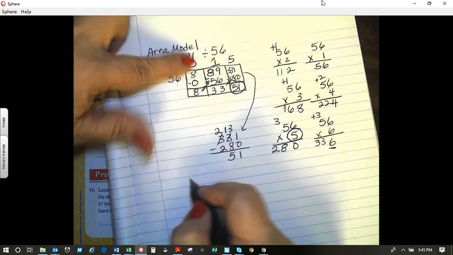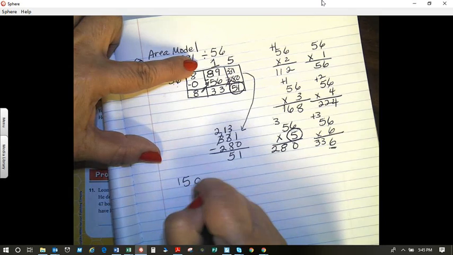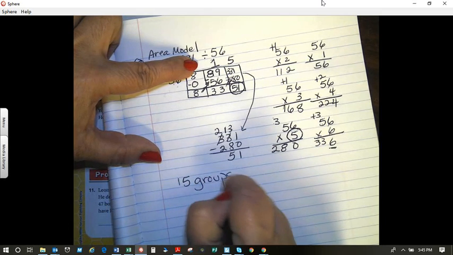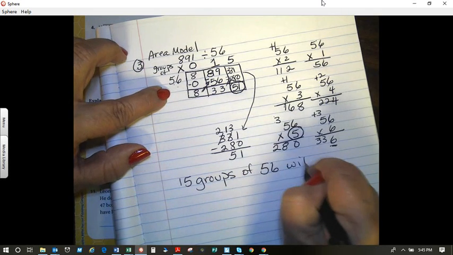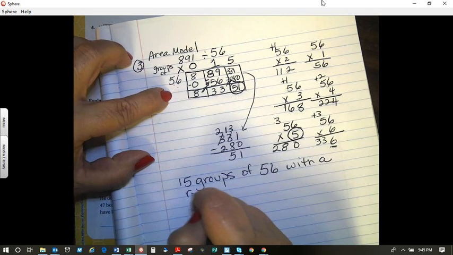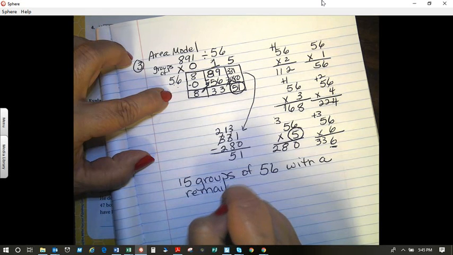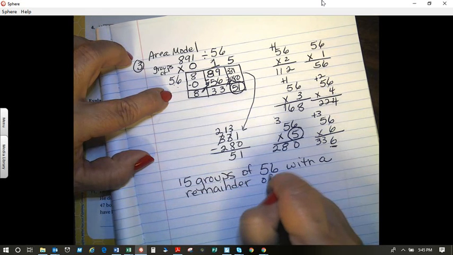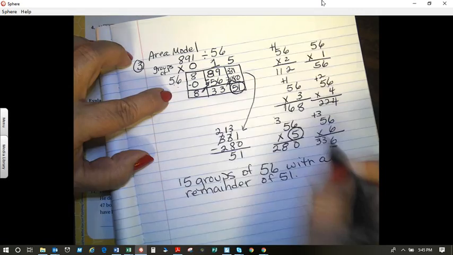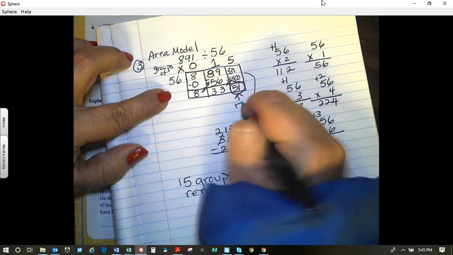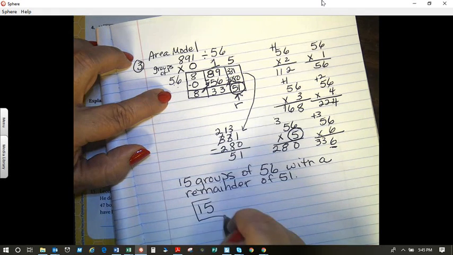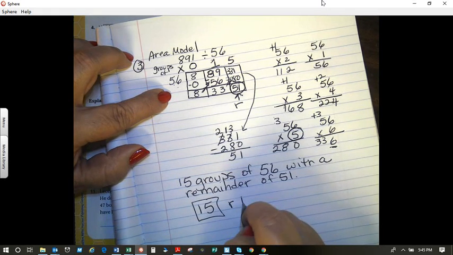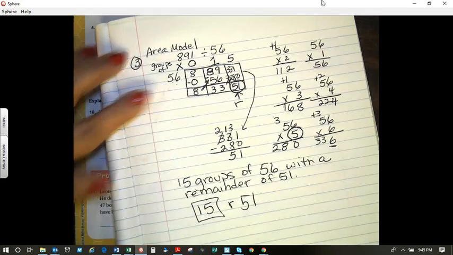So I'm going to have 15 groups of 56 with a remainder of 51. And this is my remainder, so it's going to look like 15, because this is my quotient, with a remainder of 51. Okay.